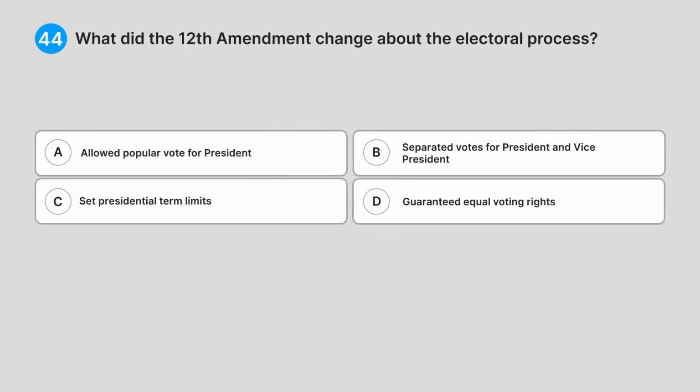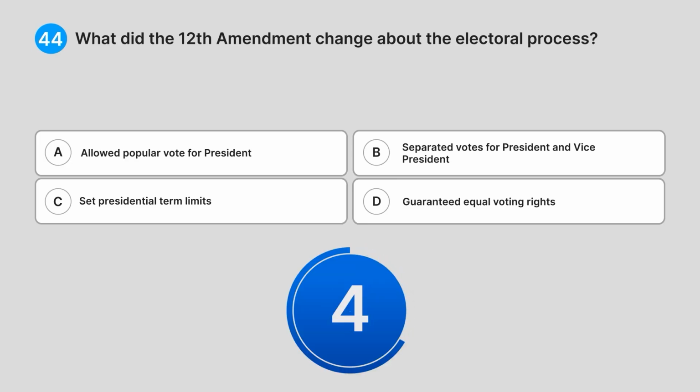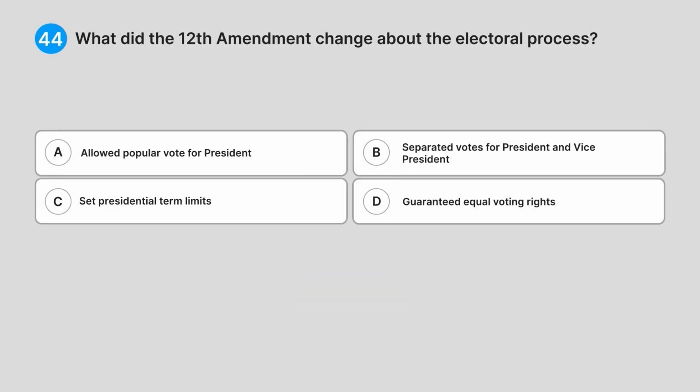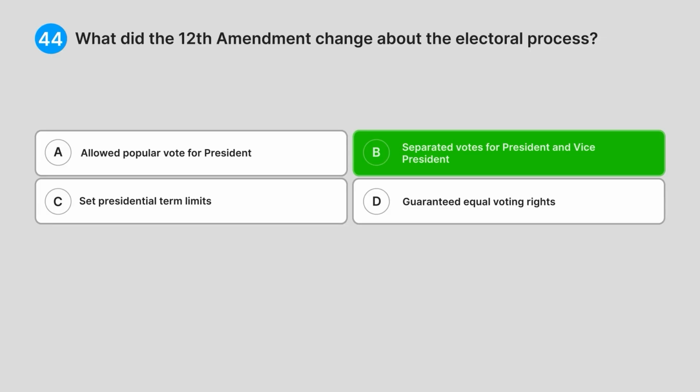44. What did the 12th Amendment change about the electoral process? A. Allowed popular vote for president. B. Separated votes for president and vice president. C. Set presidential term limits. D. Guaranteed equal voting rights. What do you think is the answer? Correct answer, B. Separated votes for president and vice president.